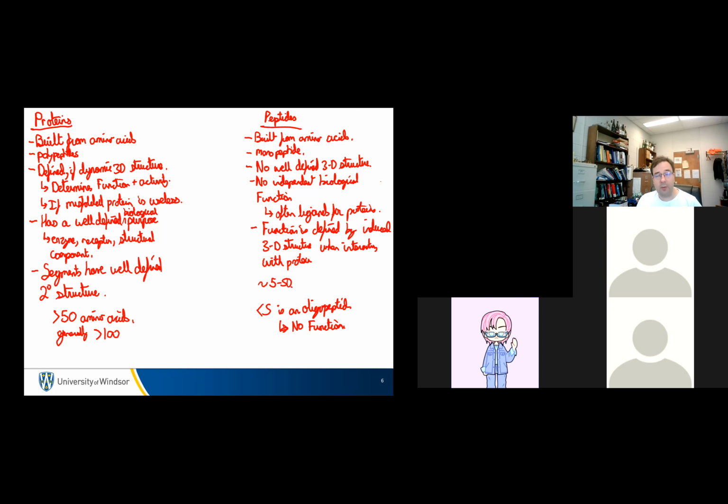We find uses for them, like alanine-phenylalanine is a sweetener. That's aspartame. We find it really, really sweet. That's really useful for us, at least for the chemical industry. So just because it's really short doesn't mean it's useless, but it means it doesn't have a biological function.